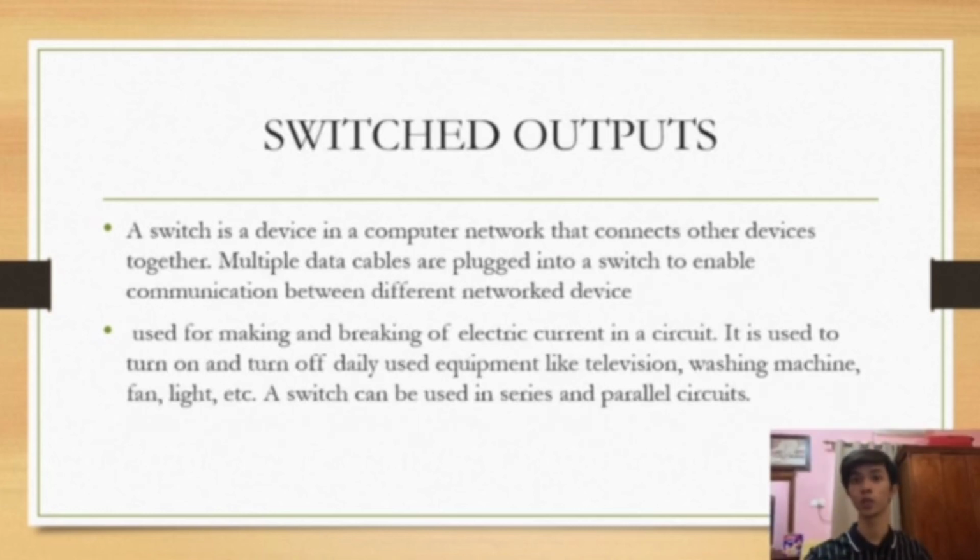Switch output. A switch is a device in a computer network that connects other devices together. Multiple data cables are plugged into a switch to enable communication between different network devices. The main function of a switch output is for making and breaking of electric current in a circuit. It is used to turn on and turn off daily use equipment like television, washing machine, fan, light. A switch can be used in series and parallel circuits.